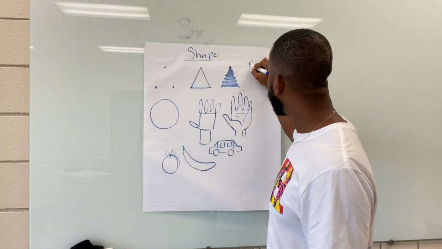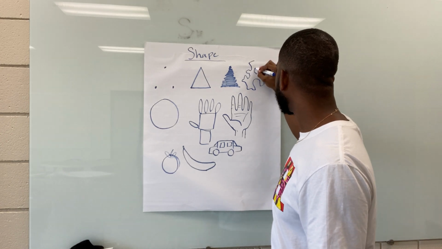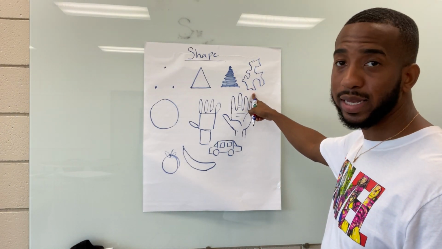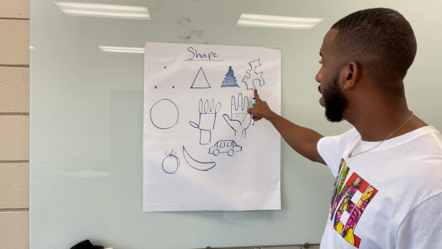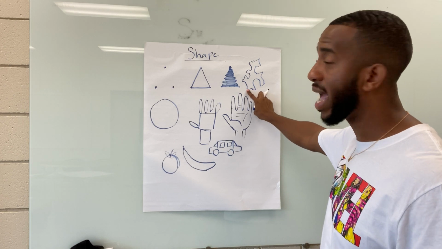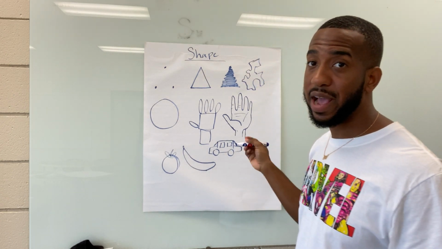So if I got up here and did this, that's a very detailed shape. And it's not a simple shape. And it's also not a geometric shape. It's a freeform shape. It has its own curvature, it has its own straights, and it has its own measurements.